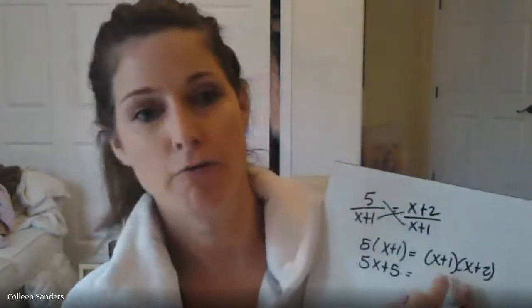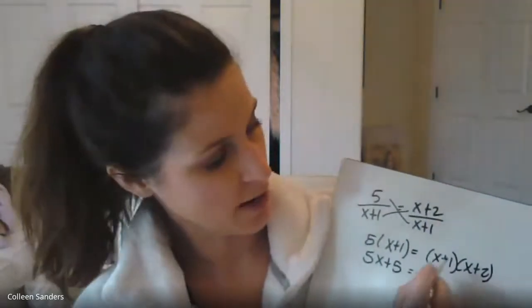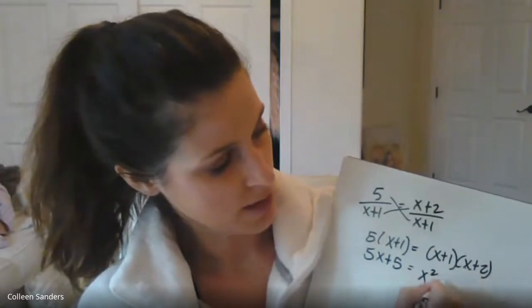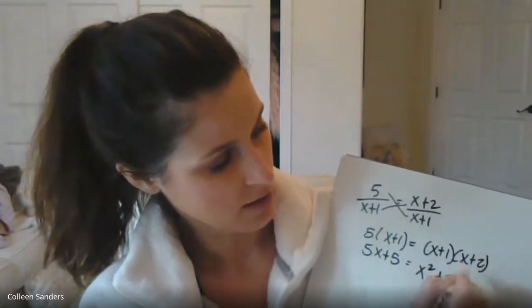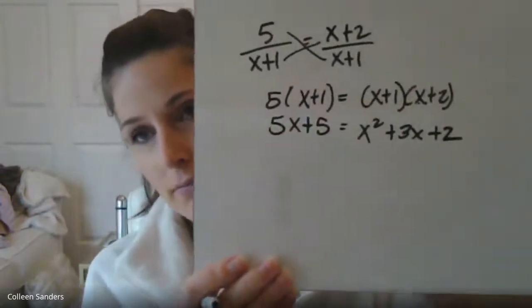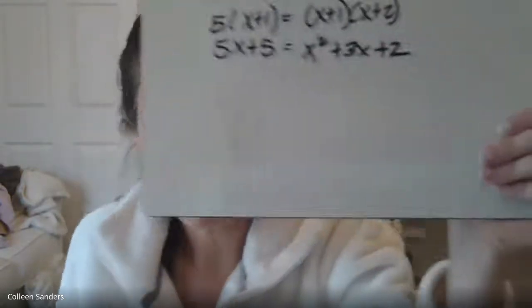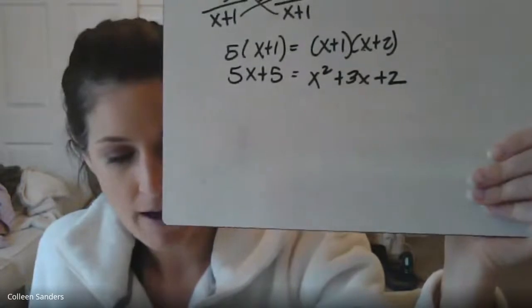On the right, you got to FOIL this. So this would be x squared. I get 2x plus x would be 3x, and then plus 2. So hopefully your FOIL skills are good. If not, work on that. Once you get something like this, you got to move everything to the same side.